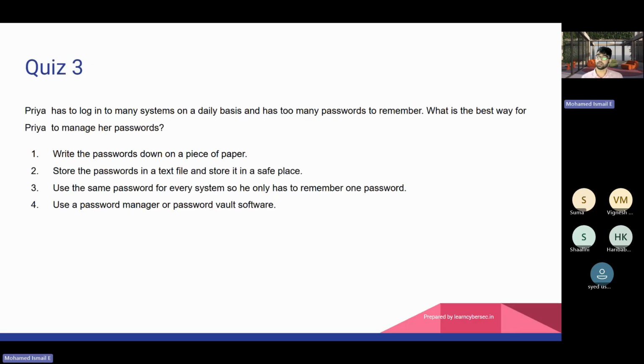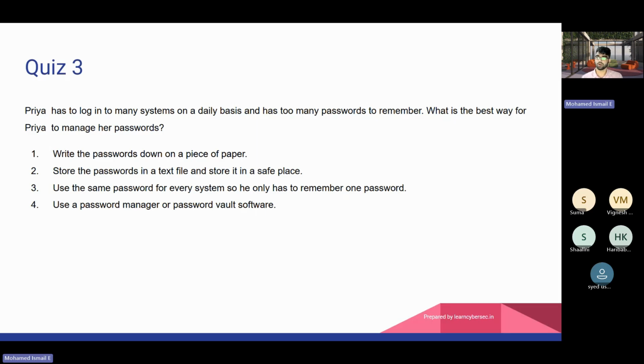So now, quiz time. Today's session won't take 2 hours, it's compact content for session 4. We'll cover Q&A in detail at the end of the session. So quiz 3: Priya has to log into many systems on a daily basis and has too many passwords to remember. What's the best way for Priya to manage her passwords?